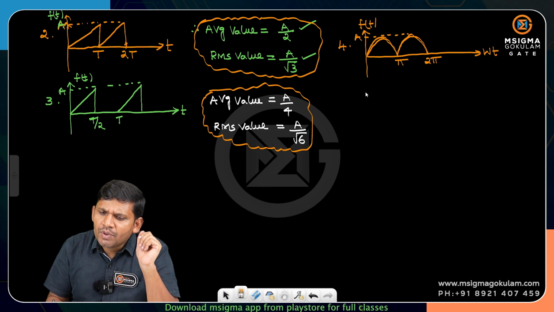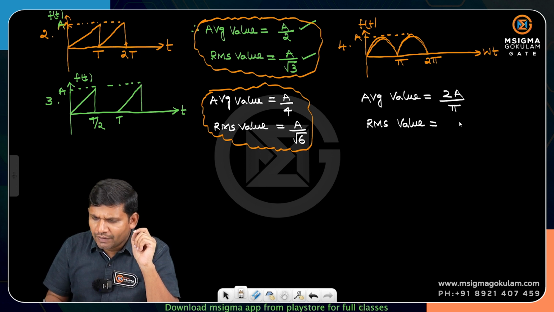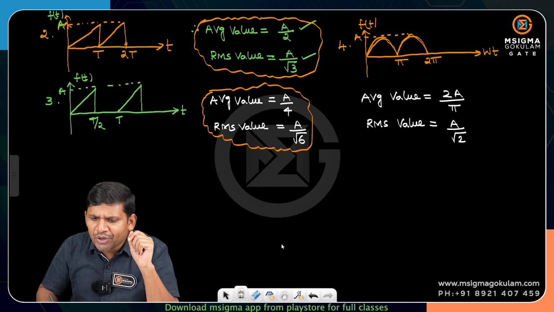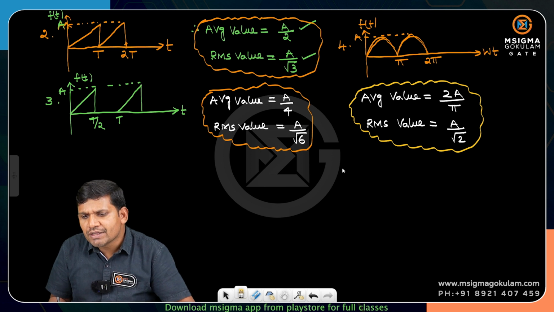For this waveform, what is the average value, students? For this type of waveform, the average value equals 2Vm by pi. Since the amplitude is A, that is 2A by pi. What is the RMS value? The RMS value equals Vm by root 2, but here it is A by root 2, because I am assuming that the amplitude is A instead of Vm. It may be a current waveform or voltage waveform. These formulas are applicable, students. The next one, the fifth one, I am writing.